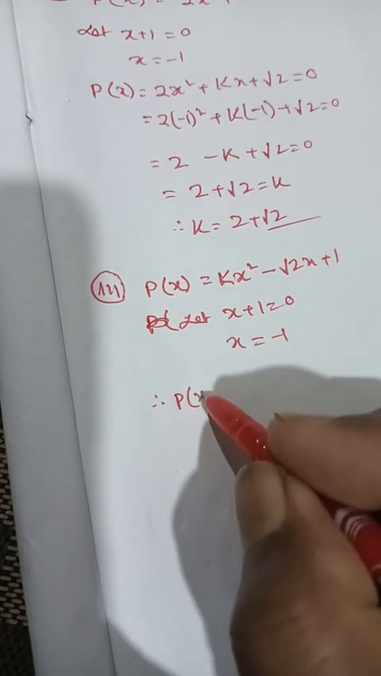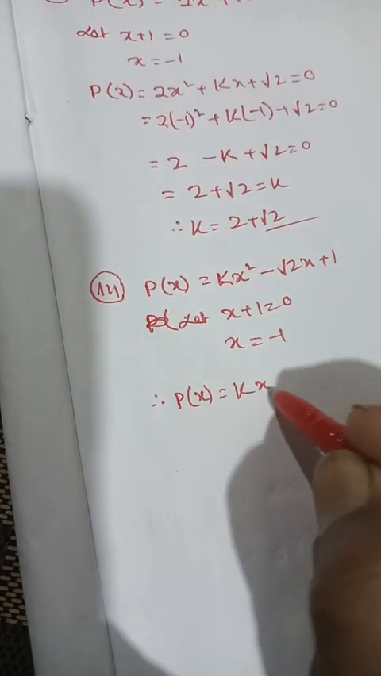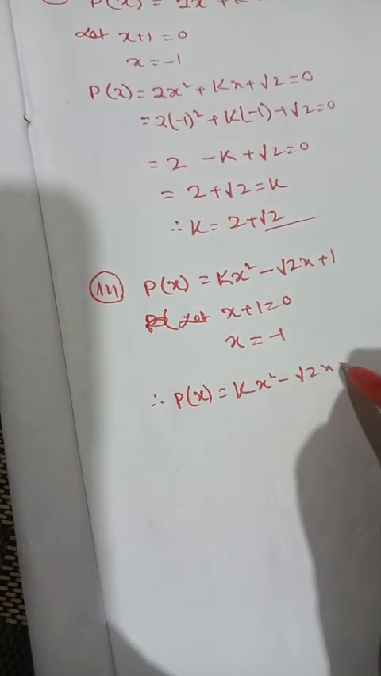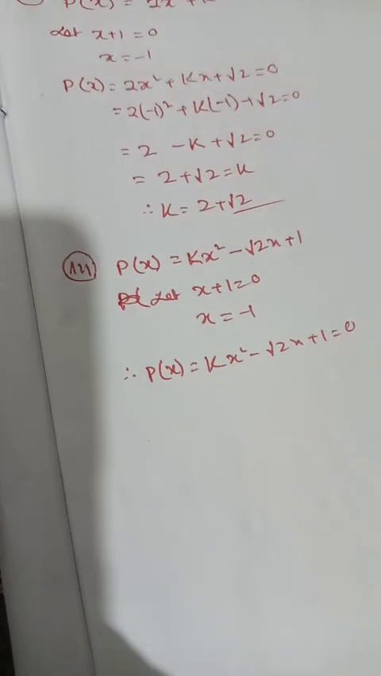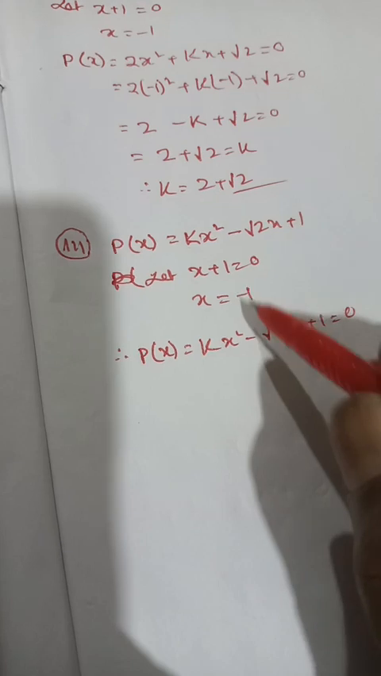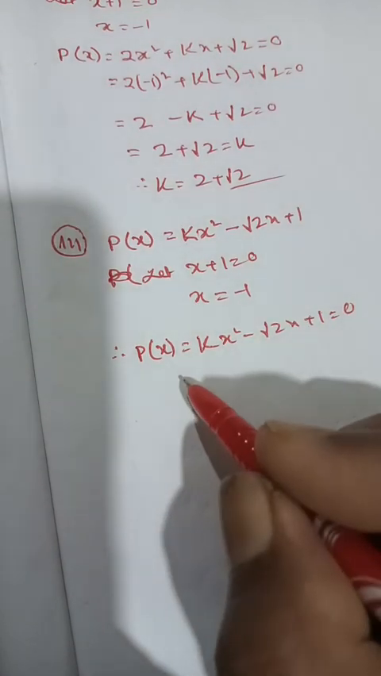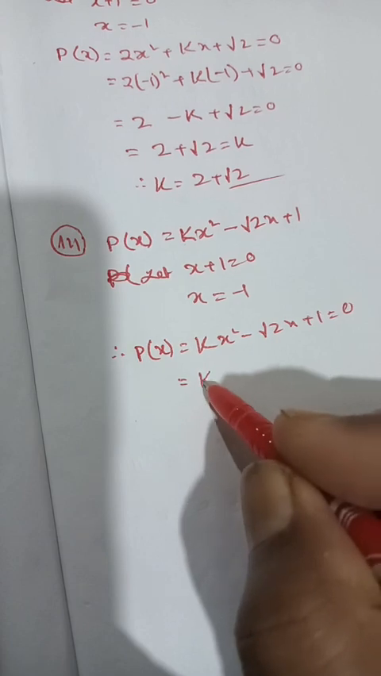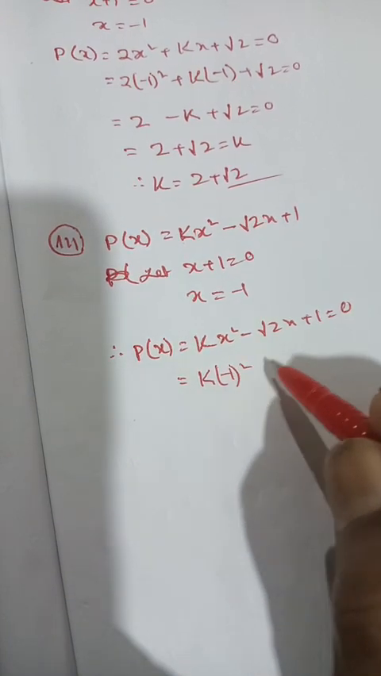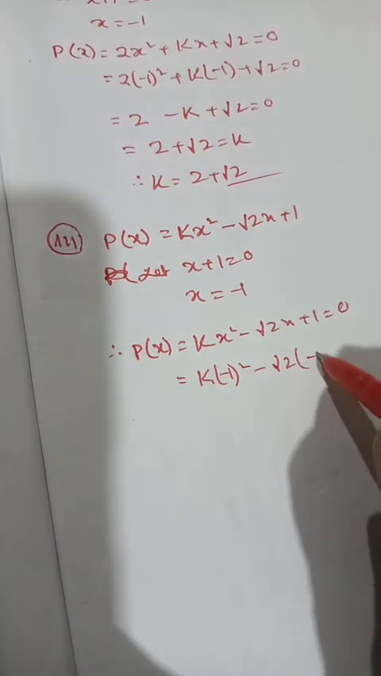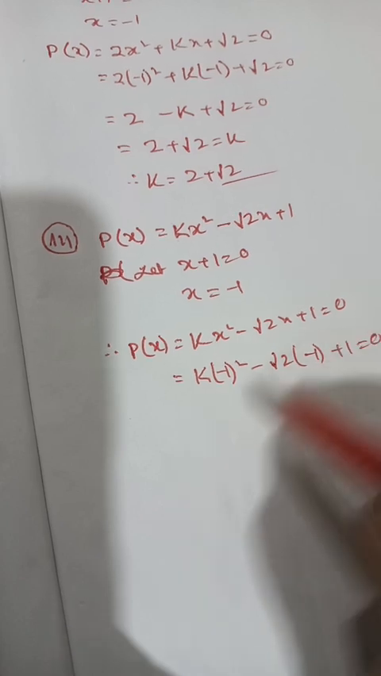Now you write p(x) is kx square minus root 2x plus 1 is equal to 0, because it can be divisible completely by x plus 1, there will be no remainder. That's why I have given 0. Now here you write k into minus 1 square minus root 2 into minus 1 plus 1 equal to 0.